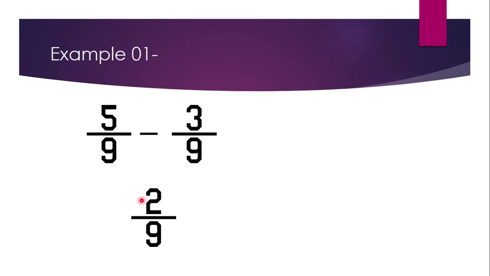If so, we are going to get the answer like this. The answer is 2/9. The denominator is the same. The numerators are the differences of the given numerators. Right? So in here, 3 has been deducted from 5. The answer is 2. As the denominator is equal, the same denominator is there.